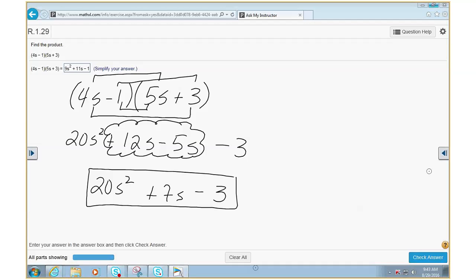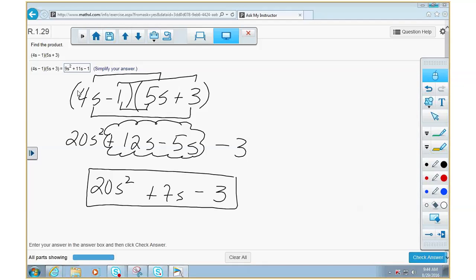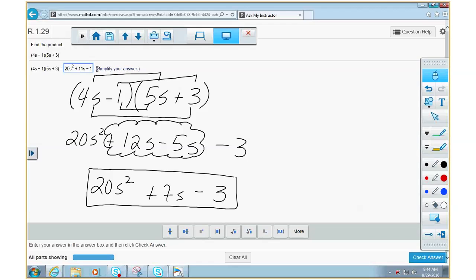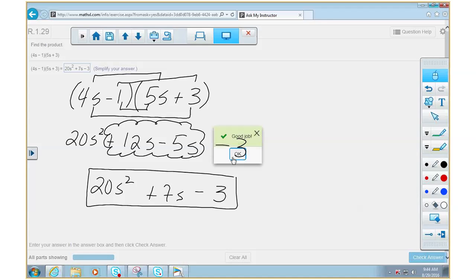That must be the wrong one. Let's see what happens. Type in the right answer. Huh? Yeah, I hope I didn't do it wrong. If I did, then I'll just be unsure of myself. All right, 20s squared plus 7s minus 3. Good job. I saved myself from going into depression.